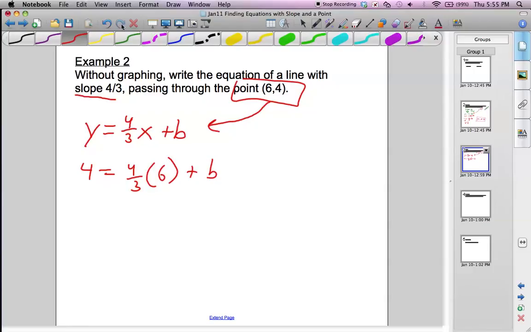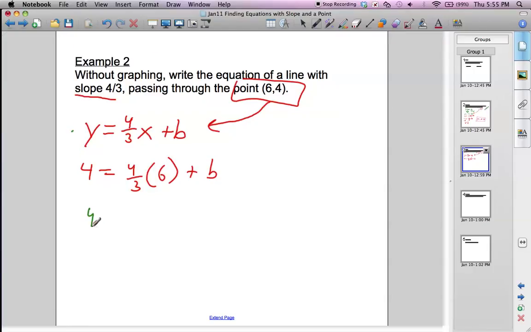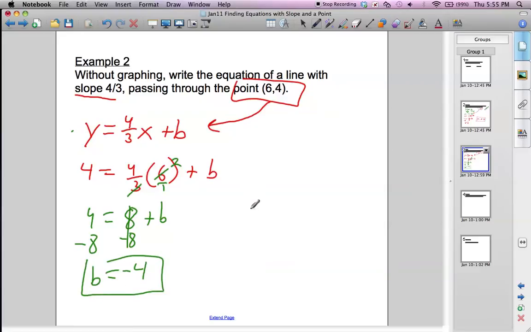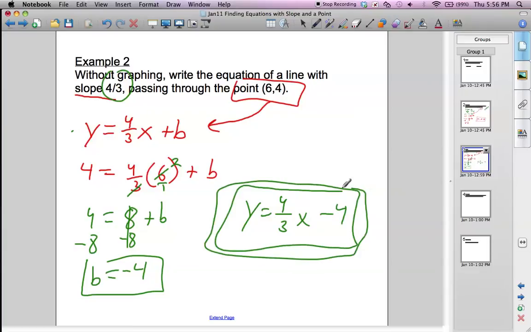Okay, we're going to have 4 =, now 4/3 times 6, same thing as 4/3 times 6 out of 1, so we can cancel before we multiply. 6 divided by 3 is going to give you 2, so we have 4 times 2 is 8, plus b, and then to solve for b, we're going to subtract 8 from both sides. We get b = -4. Okay, so there's your y-intercept. We already have the slope, so we're going to write y = 4/3 x - 4. That is the equation of the line.